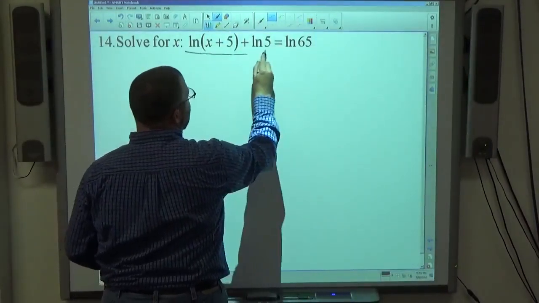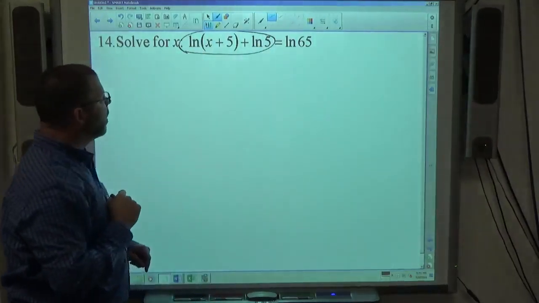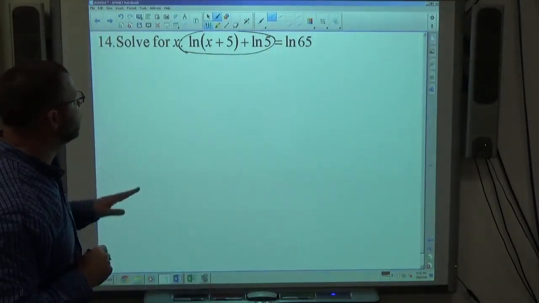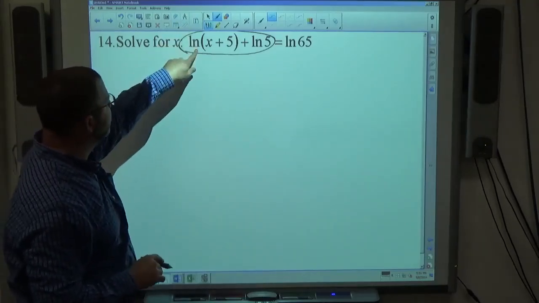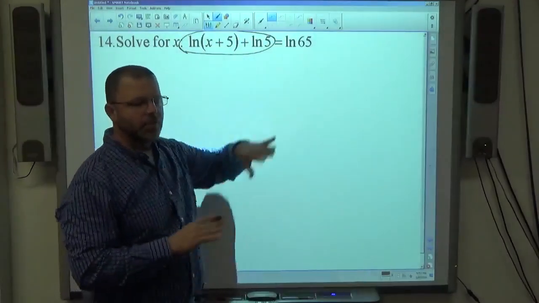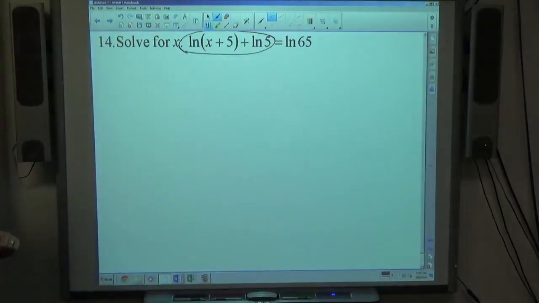Once again we have too many log expressions on the left-hand side. So the first thing I want to do, it's all base E. That's natural log, that's natural log, that's natural log. All my bases match up. I'm not going to throw anything weird at you on the test. They'll match up on the test too.